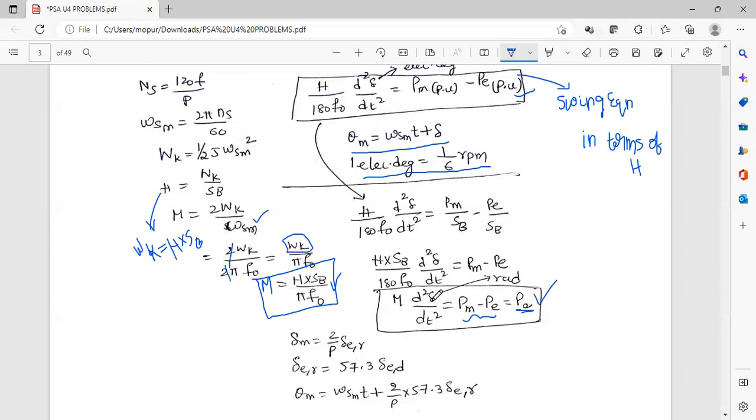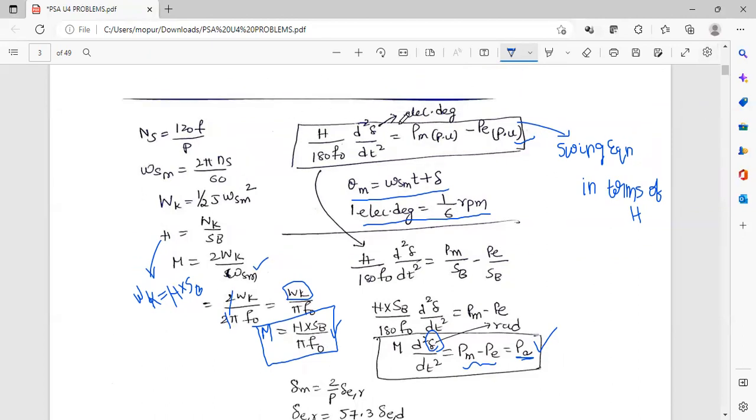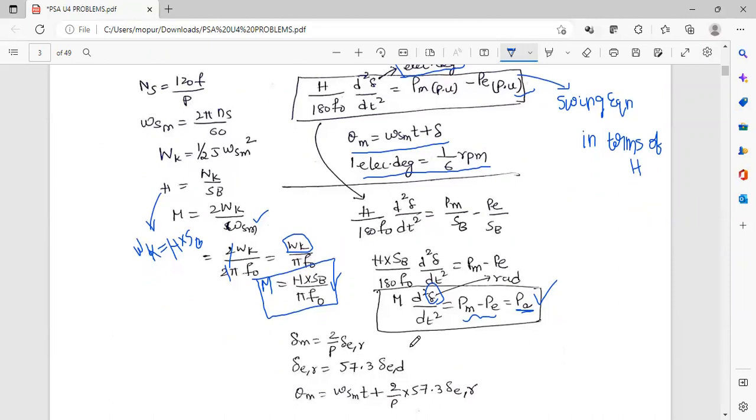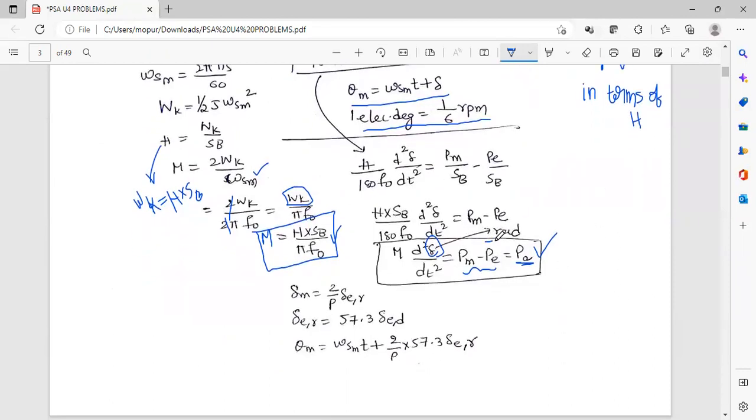Now, if you observe, since M had pi, which is in radians, this del also will be in radians. When we are using the first formula, here the del is in electrical degrees. It is very, very important. When we are using the first swing equation, that is in terms of H, the del obtained will be in electrical degrees. So you can just convert them into RPM if they ask. But when you are using the swing equation in terms of M, the del obtained will be in radians. So these radians should be converted into electrical radians. This is mechanical radians actually.